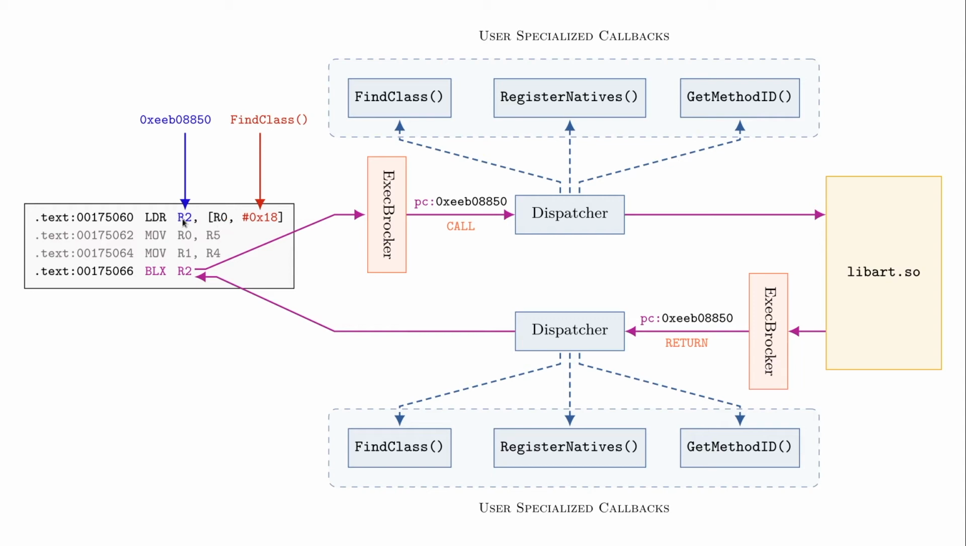Here is an example typically generated when calling a JNI function. First it loads the address of FindClass into R2, but you don't know that it is FindClass. Then there is a BLX R2, which is a call to an external function. The exec broker detects that there is an external call. From this point, you can convert this address into a symbol, because you can resolve FindClass thanks to the env variable, and you can process the parameters. Then the FindClass function is executed. The exec broker detects that the function finished, and you can do the same analysis when the function returns. In particular, you can, for instance, analyze the return value.